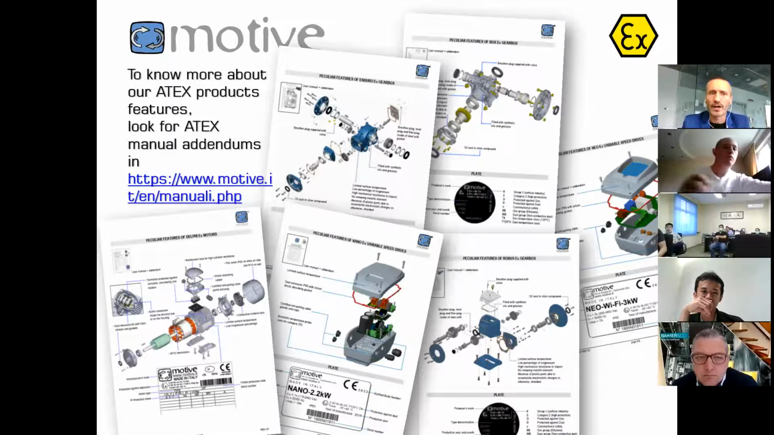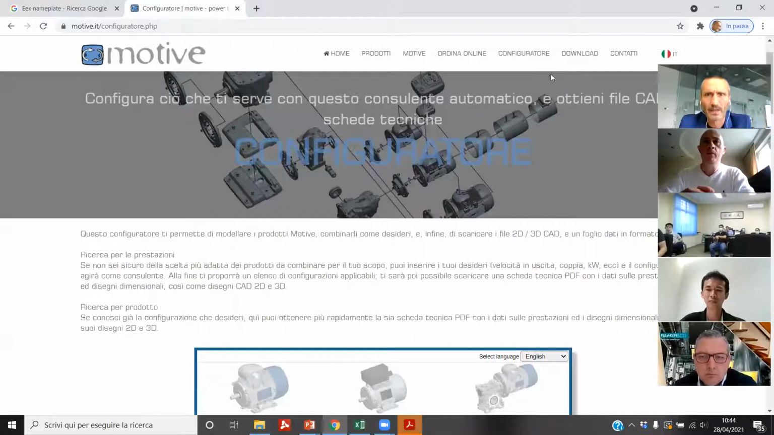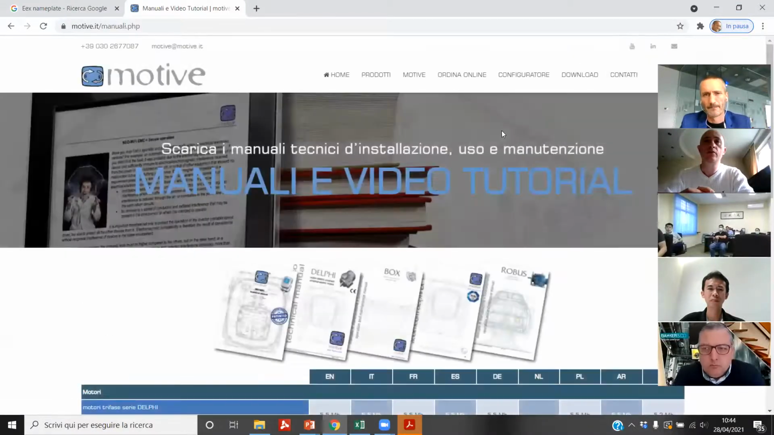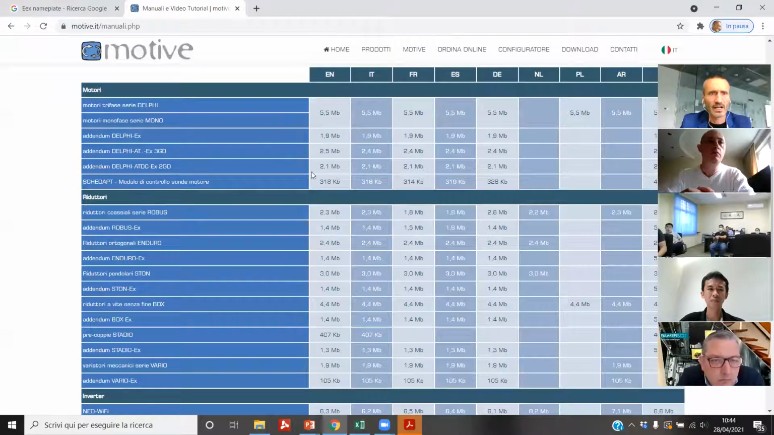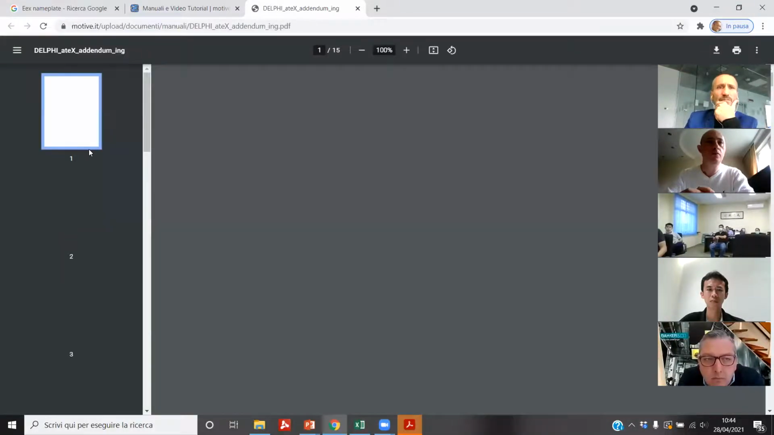If you want to know more about the main characteristics, which are not all, which distinguish our standard motors or standard gearboxes or standard drives from the special ones, you have to go into our website, let's go to, sorry, here. You go to the download manuals. And then here you can download the ATEX addendums. For instance, let's talk about this, which is about the motors.